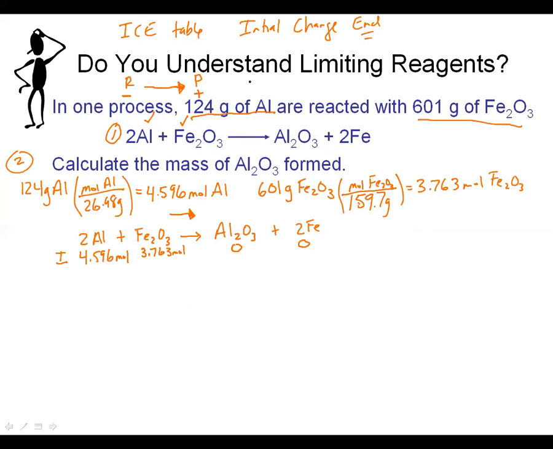What we represent with a minus or plus when you do an ICE table is a variable, and that variable is x usually. So we use x as a variable to indicate that. So when we come to the change part of the table, we're going to do minus 2x. You may be asking, where did the 2 come from? The 2 came from the coefficient.